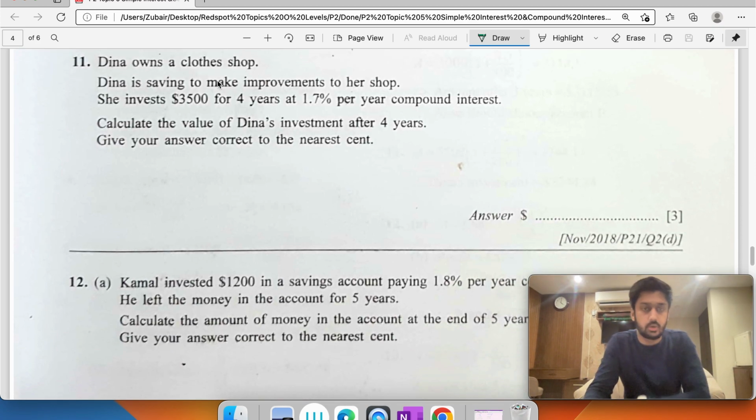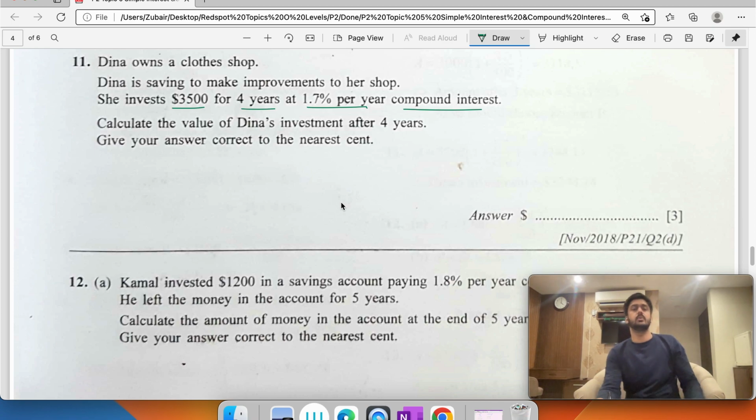Dina owns a clothes shop. Dina is saving to make improvements to her shop. She invests 3,500 per year at compound interest. Calculate the value of Dina's investment after 4 years. Give your answer correct to the nearest cent.